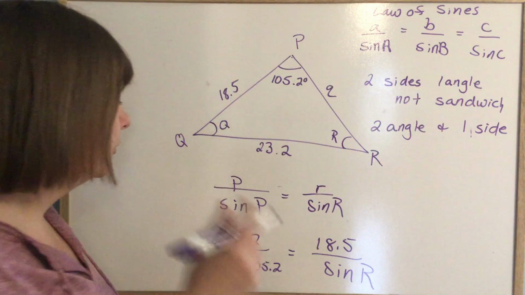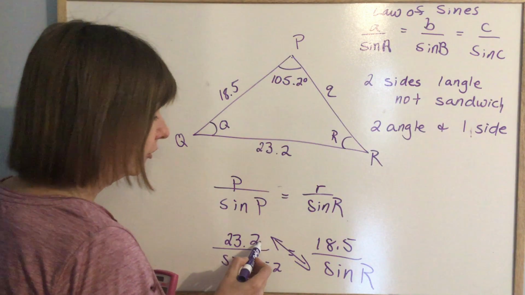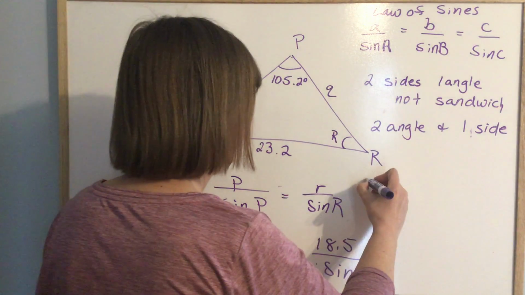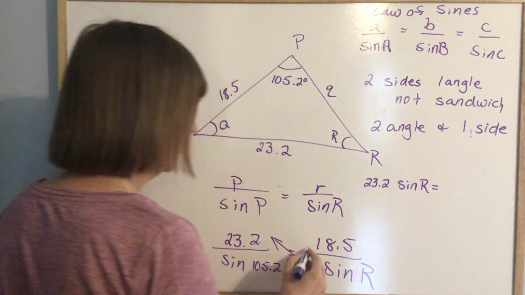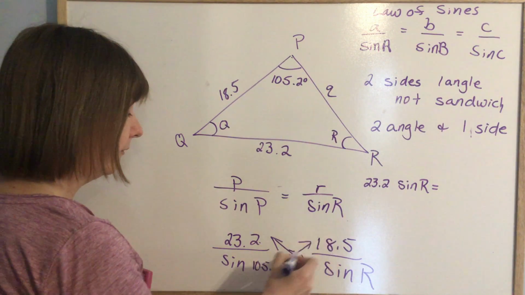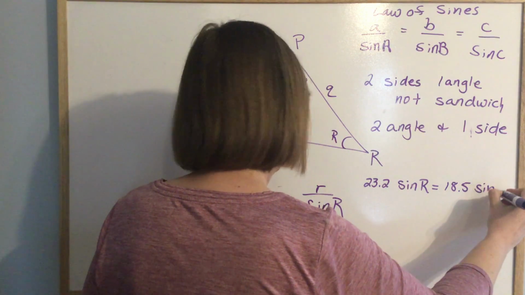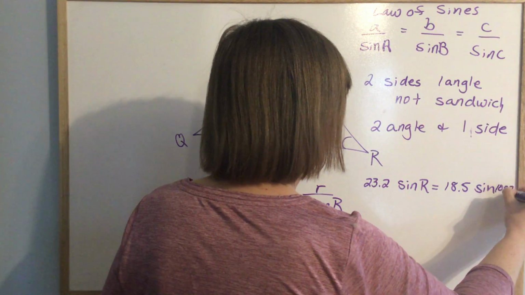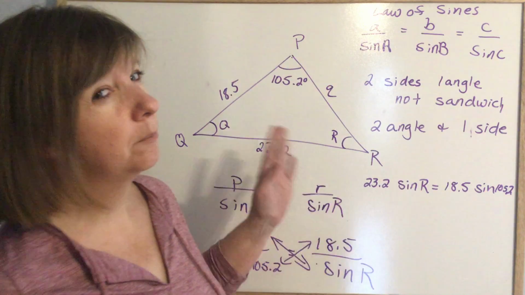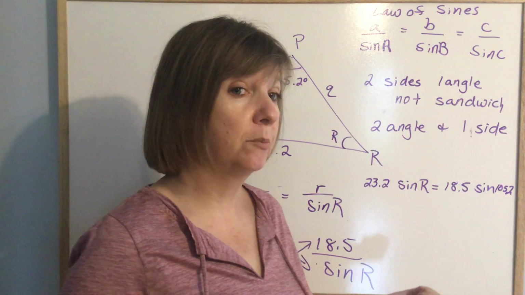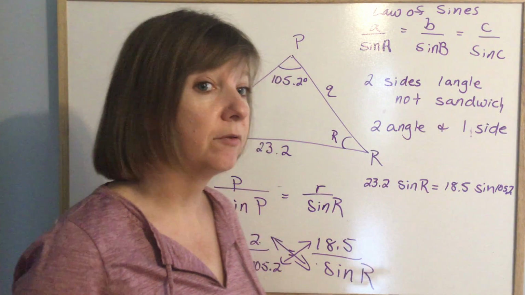Okay, so what I would do with this is I would actually cross multiply. So I multiply the top of this fraction with the bottom of this one. So I'm going to have 23.2 times sine of R equals, and then I'm going to cross multiply here, the top of this side with the bottom of this one, 18.5 times sine of 105.2. Now, at this point, if you want, you can put that in your calculator. The thing is, you're going to get a big, long answer, and if you round it off too much, it's going to throw your calculations off. So I tend to put everything into my calculator at the very end.